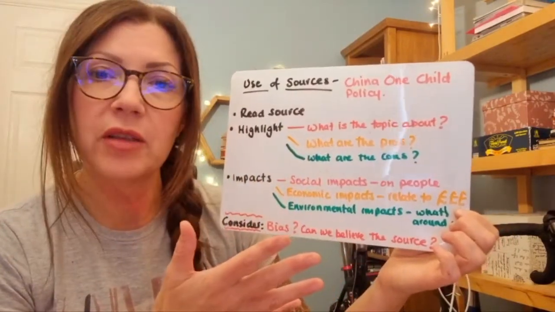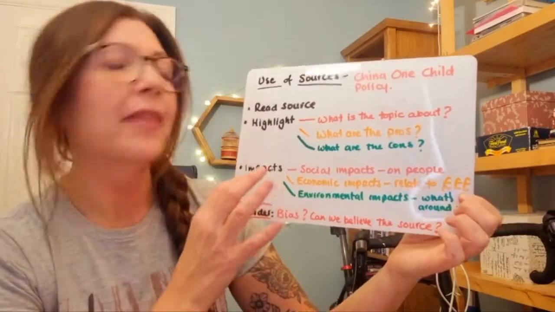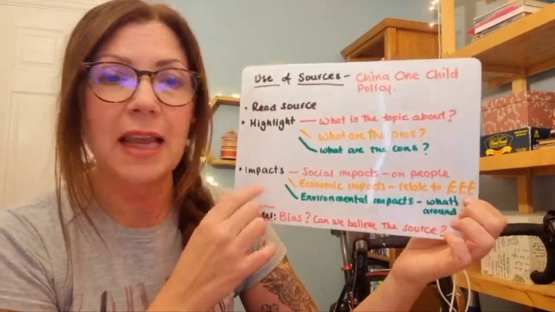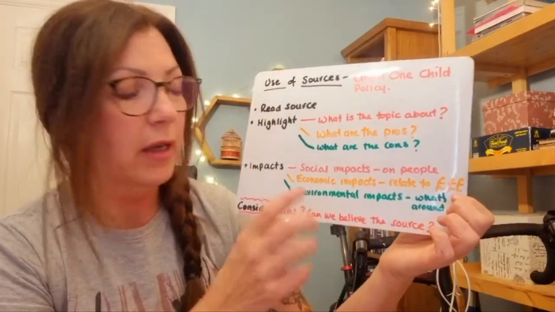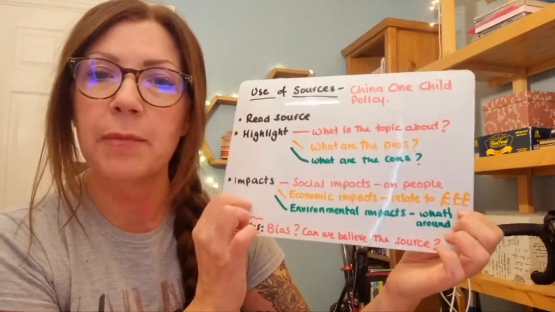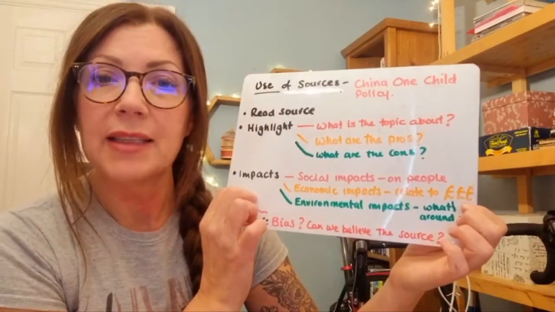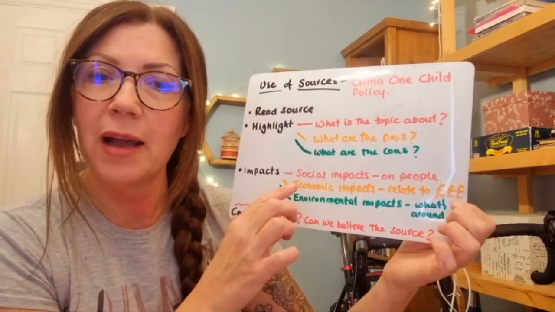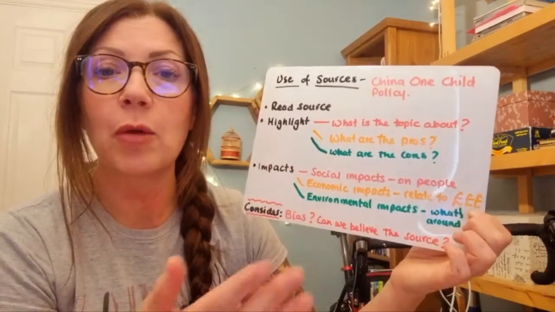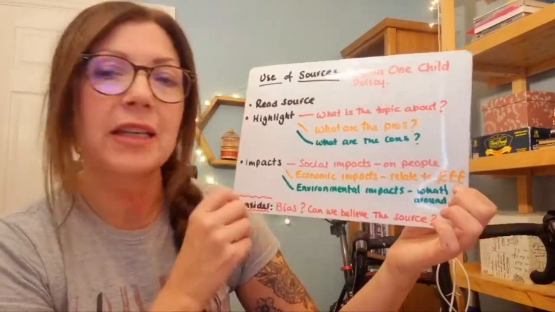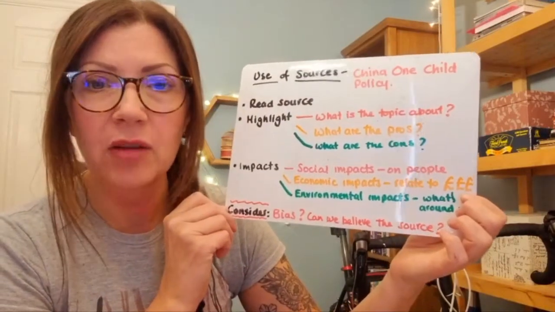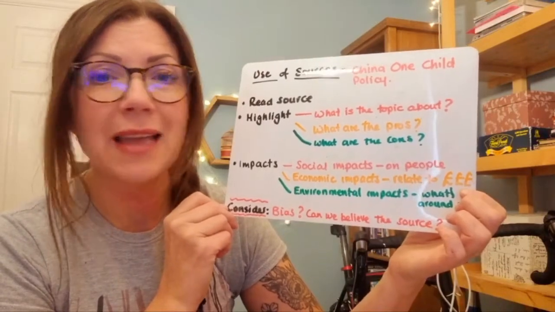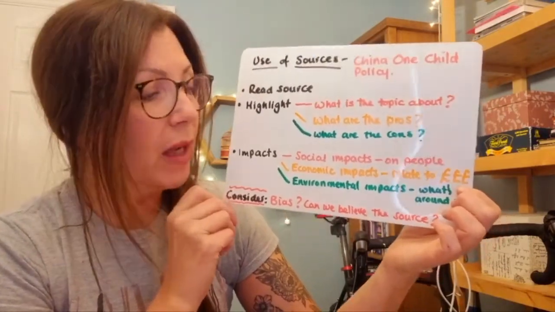The next thing we can do with the source, if we want to, is we can look at the impacts of the policy, and we can highlight the impacts in three different ways in geography. So the first one is we could look at the social impacts. What were the impacts on the people in China? The next thing we could look at is the economic impact. What were the impacts on the economy? Did it help or hinder the economy? And the third is we can look at the environmental impacts of the policy. So the fact that there was probably less people and so less air and land and water pollution, etc.